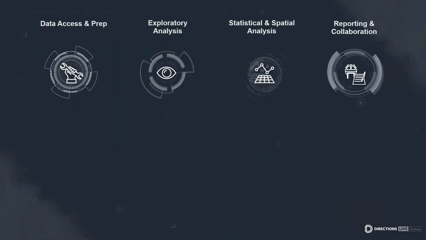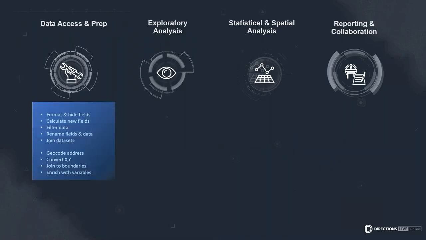Here we have a high-level list of four core capabilities that Insights offers. With data access and preparation, once connected to your data, tabular or spatial data, you can make your data more usable by filtering it down, calculating new values, joining datasets, and formatting and renaming fields. And I would actually argue that data prep is not complete without a geo-enablement component, geocoding addresses or joining two boundaries.